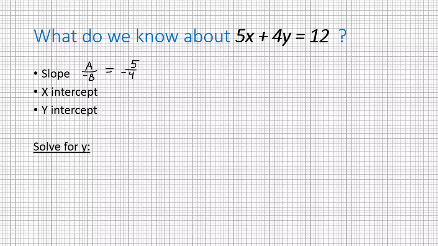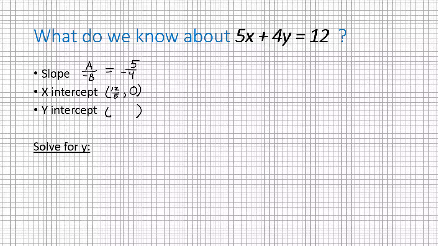There's our slope. The x-intercept is the point where the line crosses the x-axis. So y will be 0. If you plug in 0 for y, it's like covering up that 4y term. Remember my fingertip method? And then you solve for x. So when I solve for x, I get 12/5.